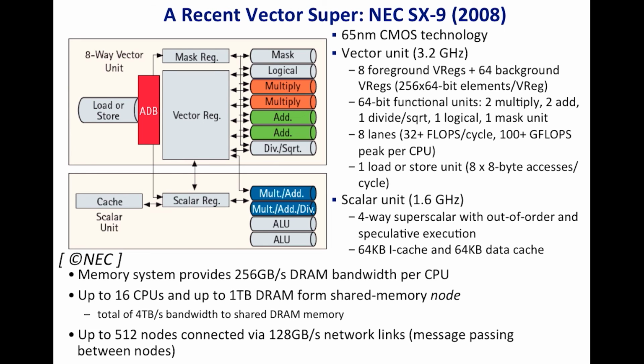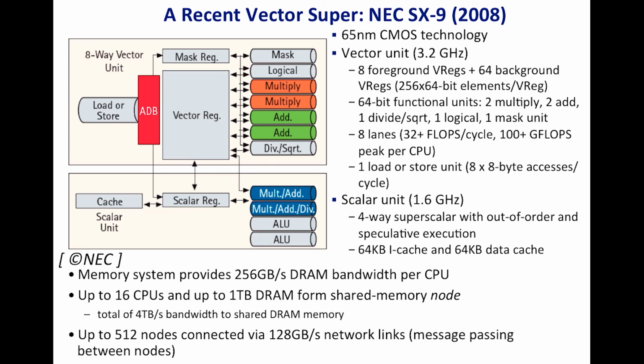The vector unit runs at 3 gigahertz, which is kind of comparable to a fast scalar processor now, but has 8 lanes. So there are 8 parallel execution units. So we can do over 100 gigaflops peak per CPU. Now the more recent Intel machines are getting close to that kind of performance, but what really sets the vector machines apart is the memory system.